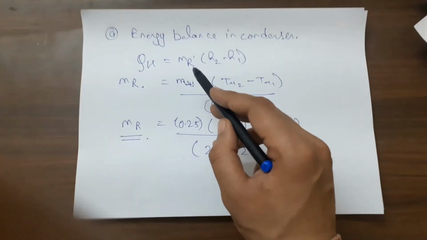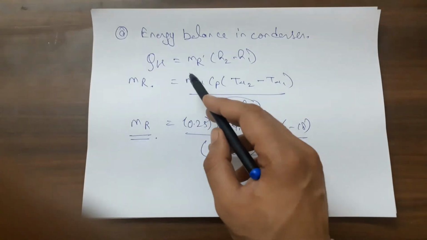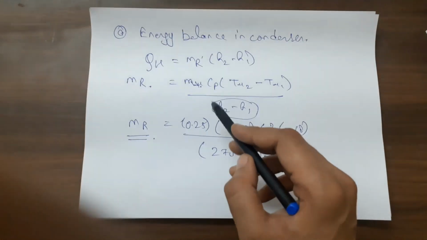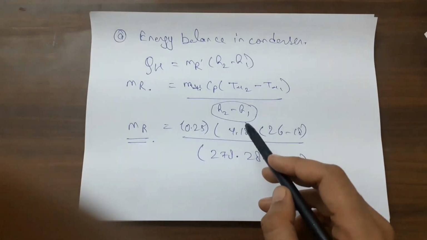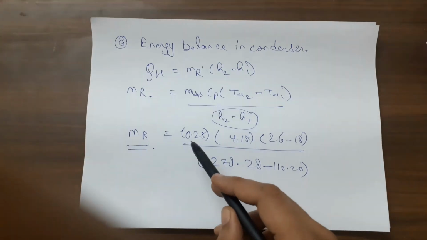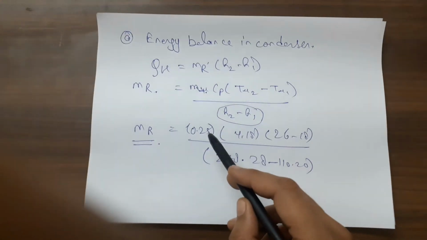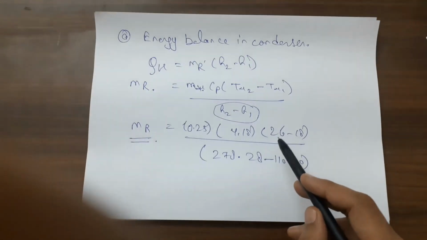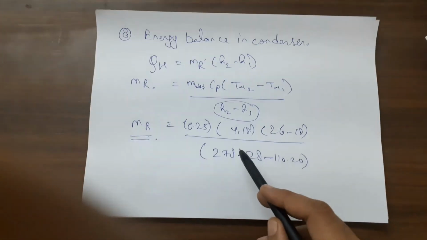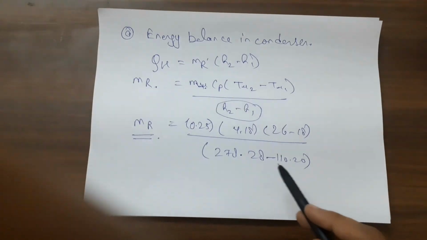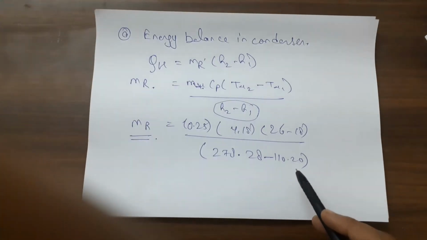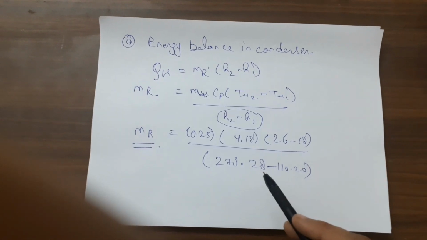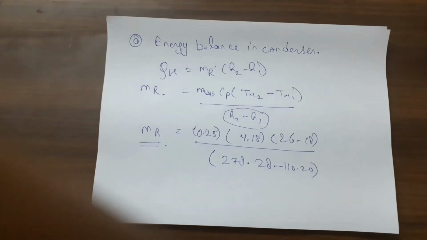So the MR value will be equal to MW CP (TW2 minus TW1) upon (H2 minus H1). Okay, so MR came out. Putting the values: MW 0.25, CP value was given as 4.18, TW2 26 minus 21, upon H2 value 278.28 minus H1 value 110.20. Okay, so putting the values we can easily find the value of MR.